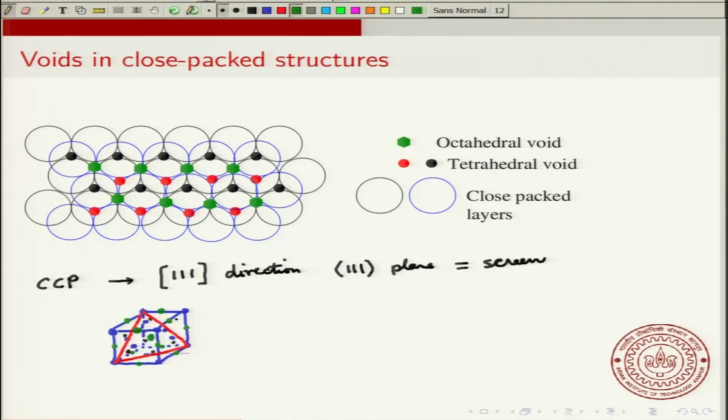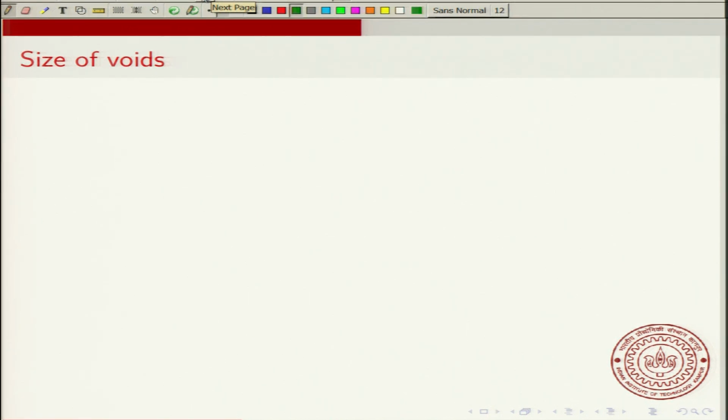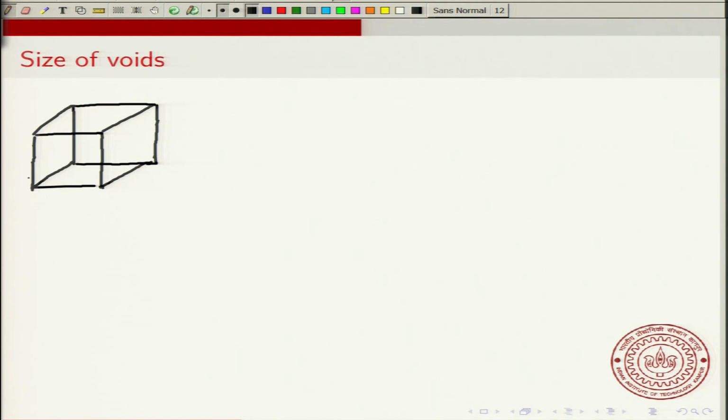Now, let us calculate the radius of these voids. To calculate the radius of the voids, I will start with the cubic close packed structure, but it is the same for the HCP. So if you look at the cubic close packed structure, for the tetrahedral void, the tetrahedral void is located along the body diagonal, at 1/4 of the way along the body diagonal.